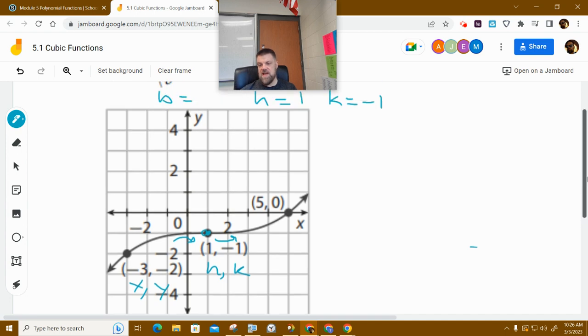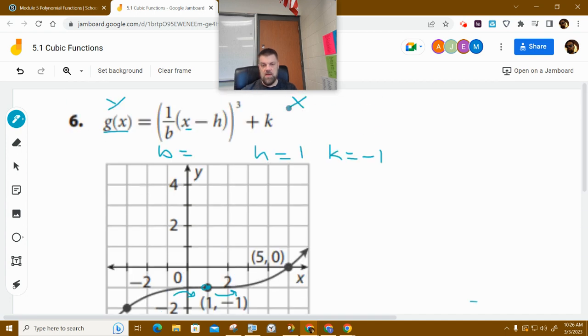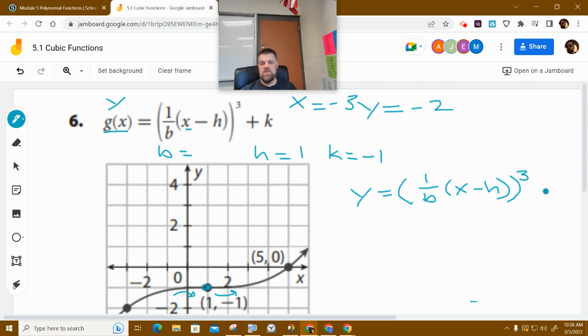The other question that was asked was, why do we need an X and a Y? Well, because when I plug in an X and a Y and the H and the K into my formula, it's going to leave me with nothing but numbers, and then one variable, in this case, B. So remember, this is Y equals the quantity 1 over B times the quantity X minus H cubed plus K.